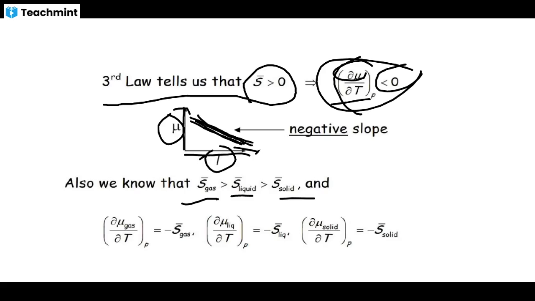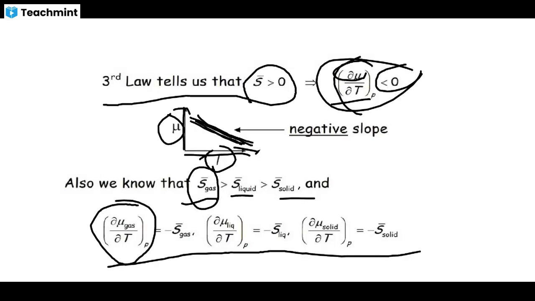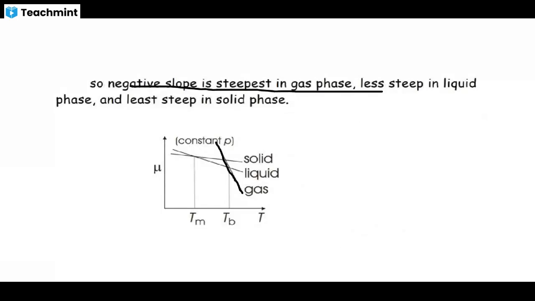So for different chemical potential for gas, liquid, and solid, same, just replace with the solid. This is very important. When the entropy of gas is very high, the slope is very steep. The negative slope is steepest in the gas phase, and in the liquid the entropy is small, so the slope is small. And for the solid it is smaller still. So it is very important.